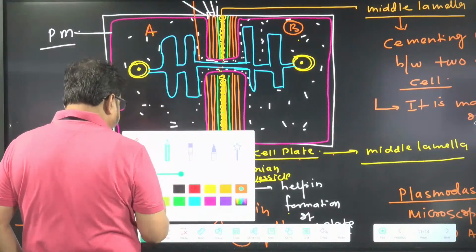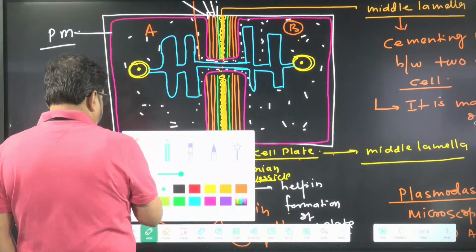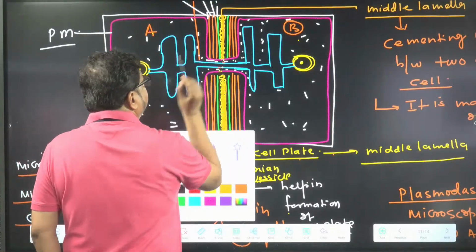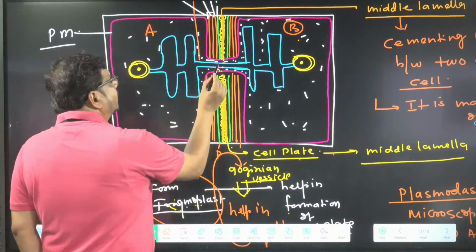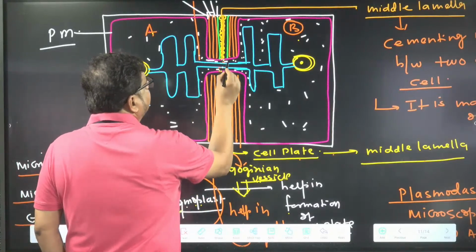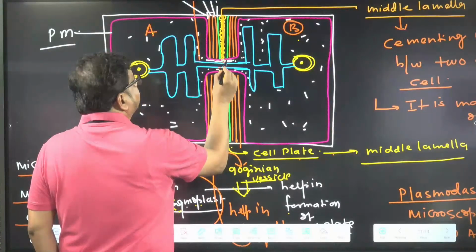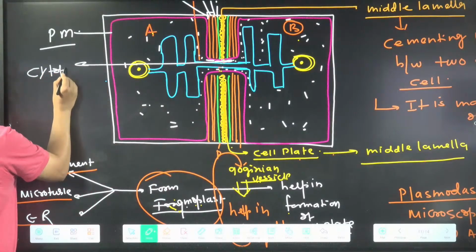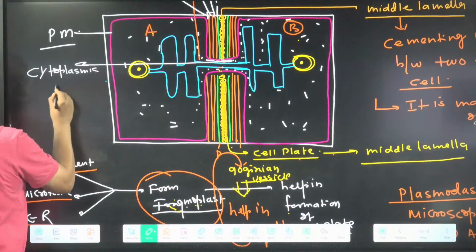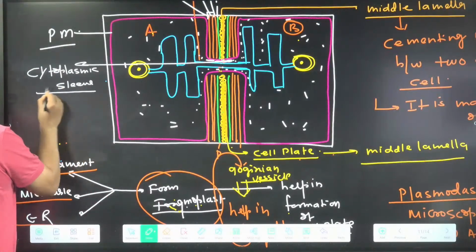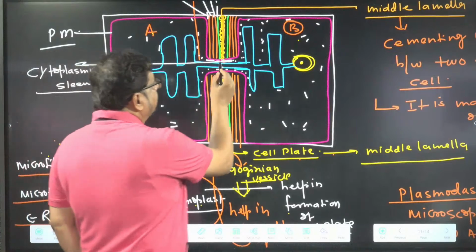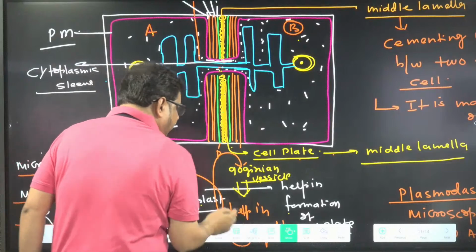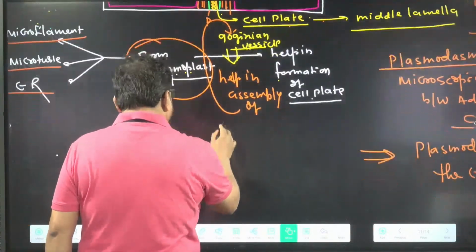There is a gap present between the desmotubule and the plasma membrane. Look at the diagram and tell me. The pink line is the plasma membrane. The blue one is the desmotubule, and here it is a gap. This area is called what basically? Cytoplasmic sleeve. Got the meaning? The cytoplasmic sleeve is present between the plasma membrane and the desmotubule. The desmotubule is a modified endoplasmic reticulum. Understanding the idea or not?